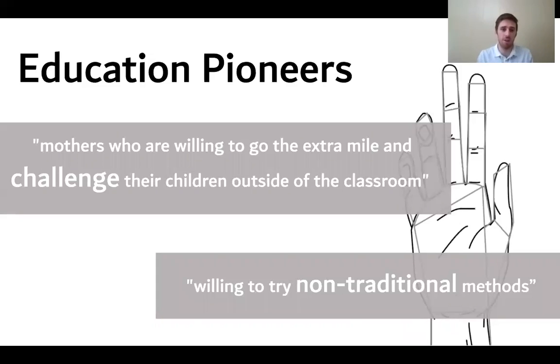So the education pioneers are homeschooling mothers 31 to 41 with multiple children. They're mothers who are willing to go the extra mile and challenge their children outside the classroom. They're also really active in digital communities, and they're willing to find new forms of education for their children. The education pioneers are willing to try non-traditional learning methods to broaden their children's creativity and horizons.